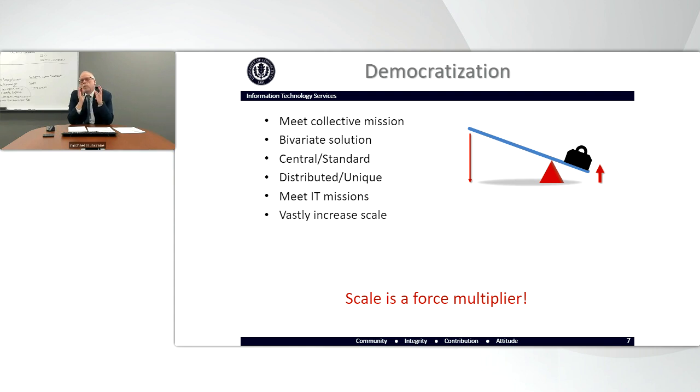When I think of democratization, invariably what I'm thinking about is how can we, as an institution, facilitate lots of business units, lots of departments, lots of areas to be actively engaged in solving their own problems, or solving problems in ways that they think make sense. By doing this, we're vastly increasing the number of people involved in crafting solutions. I call that a force multiplier.